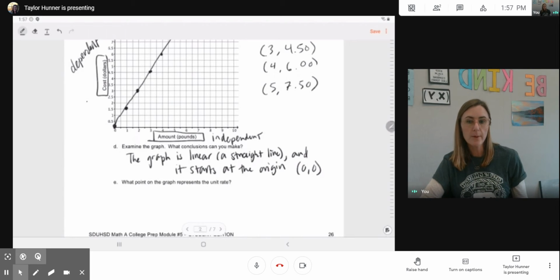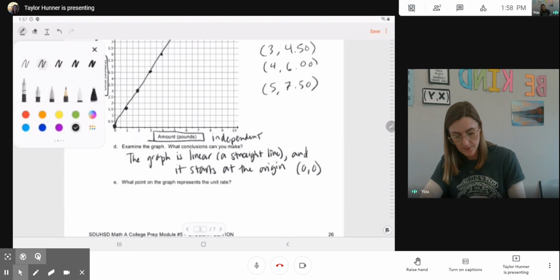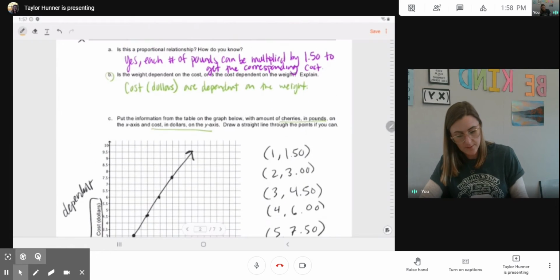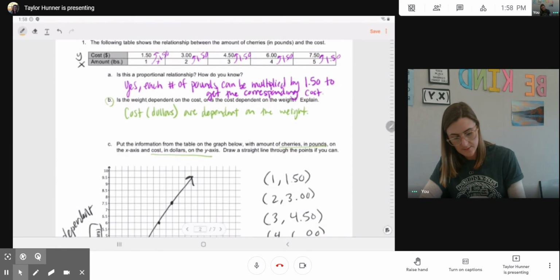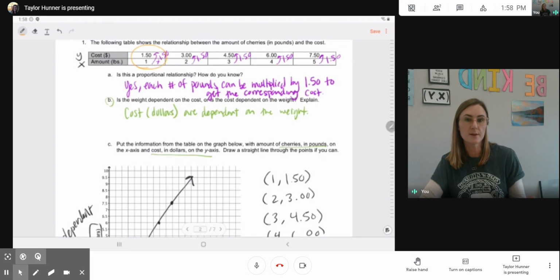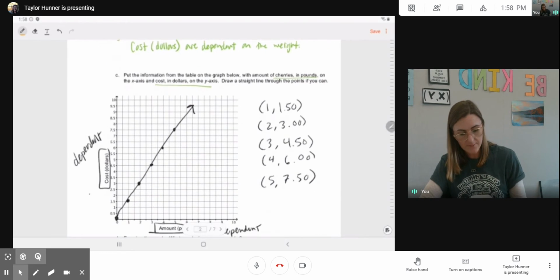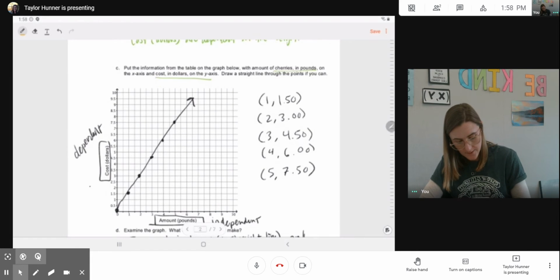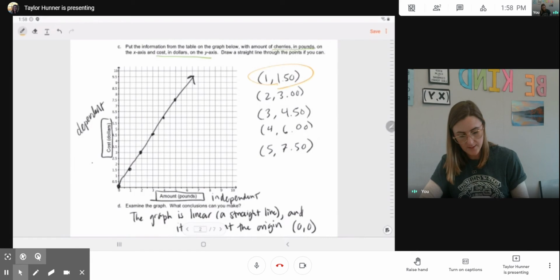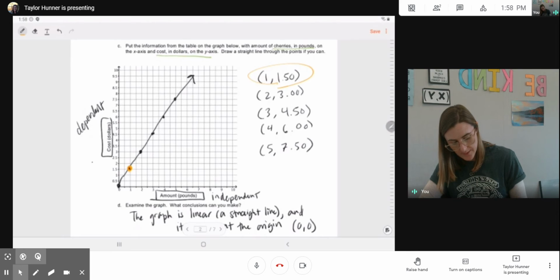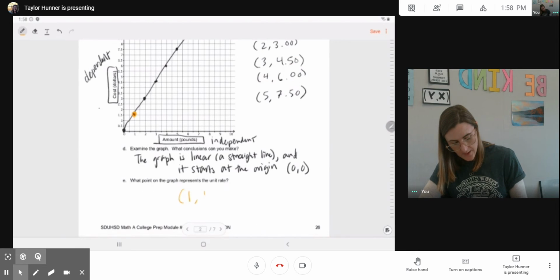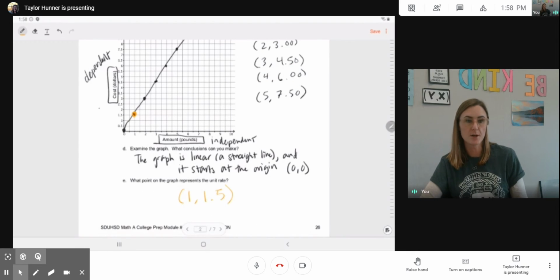Next question, what point on the graph describes or represents the unit rate? Well, if we look back at our table and see where the unit rate is, the unit rate is always where one of the values is 1. So the point on our graph would be (1, 150), or this point right here. So that point is 1 pound, cost $1.50.